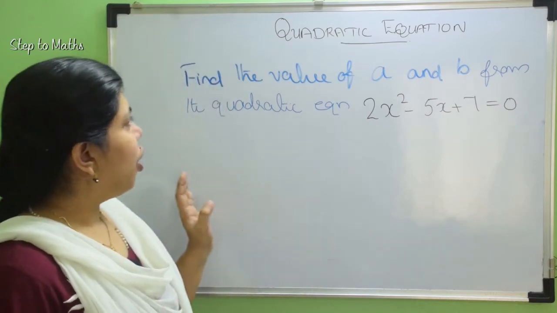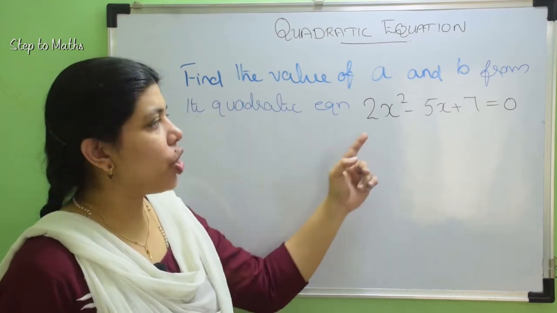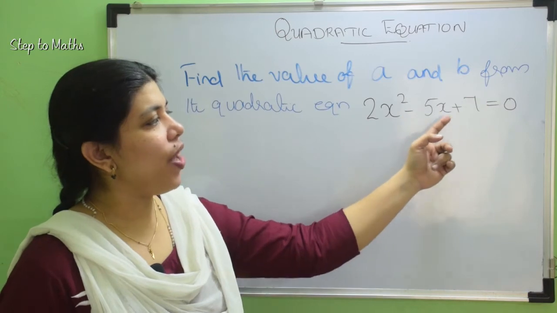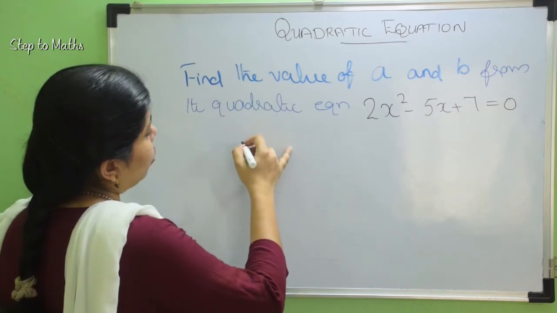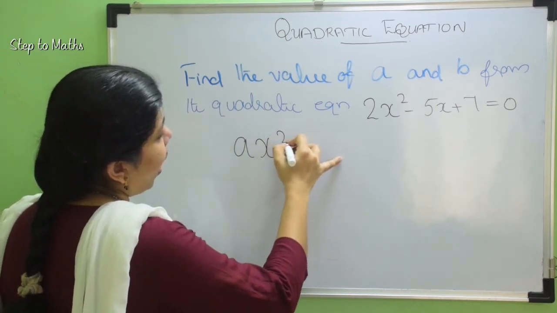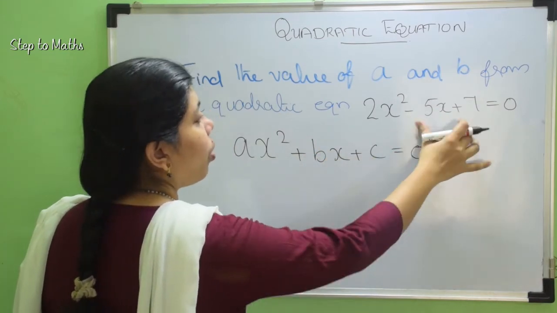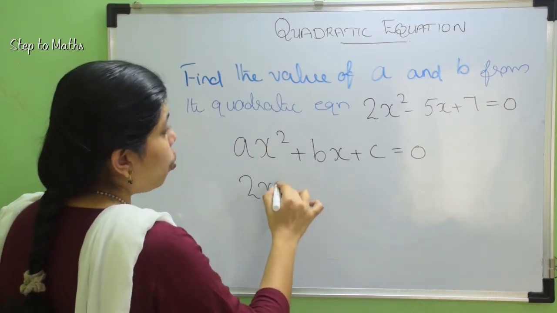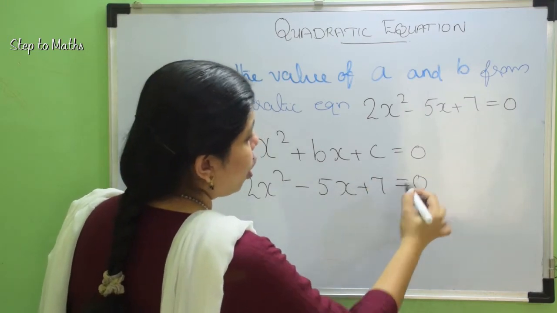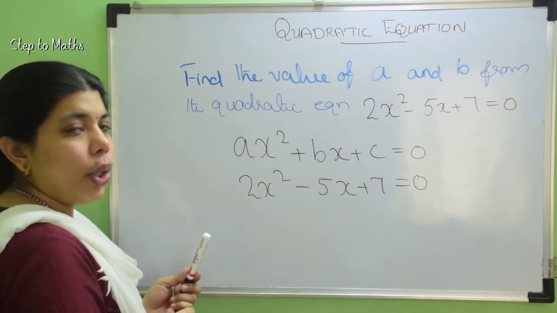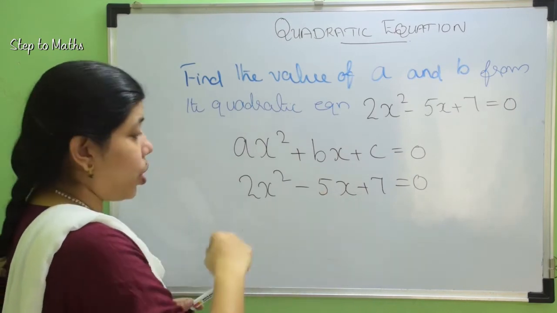The next question. Find the values of a and b from the quadratic equation 2x square minus 5x plus 7 is equal to 0. We know the general form of a quadratic equation is ax square plus bx plus c is equal to 0. The given quadratic equation is 2x square minus 5x plus 7 is equal to 0. So, compare these two, the general form of quadratic equation and the given quadratic equation.